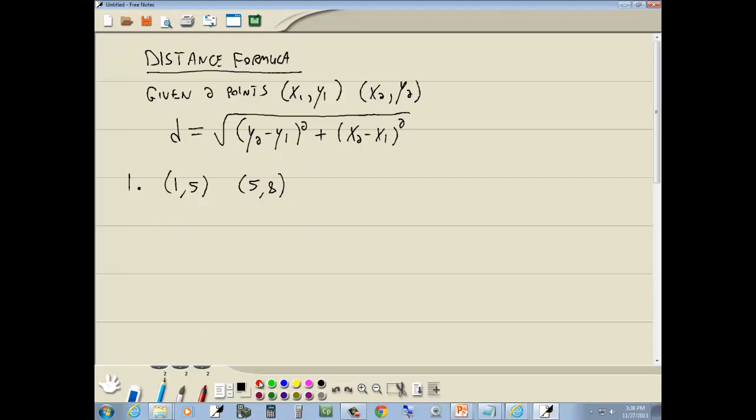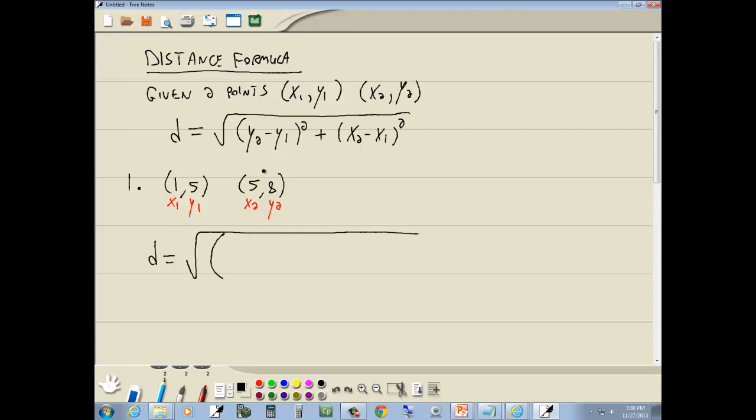Now it doesn't matter which one you label. This is my first point, so I'll label this as x1, y1. This is my second point, so I'll label that as x2, y2. I could equally have said this was my first point and this was my second point. It gives you the same answer.